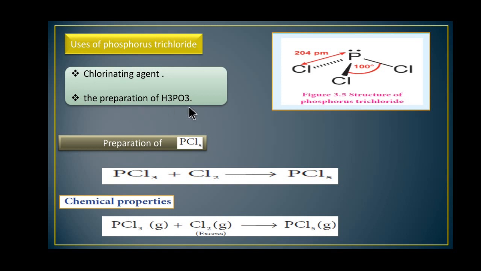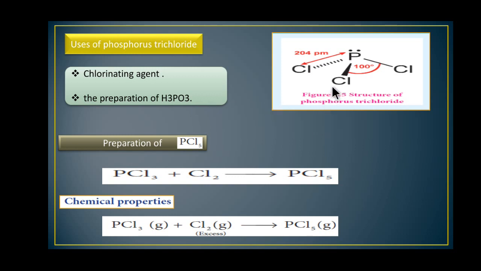And it is also used in the preparation of H3PO3, as after chlorination it gives the product H3PO3. Phosphorus acid is the main product. So two uses are very important: as a chlorinating agent, and for the preparation of H3PO3, phosphorus acid.